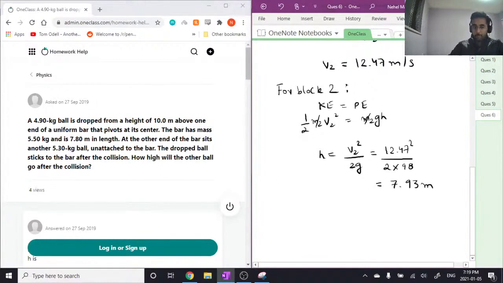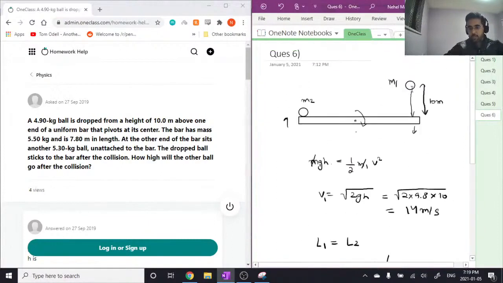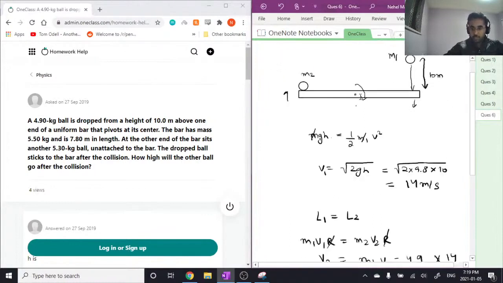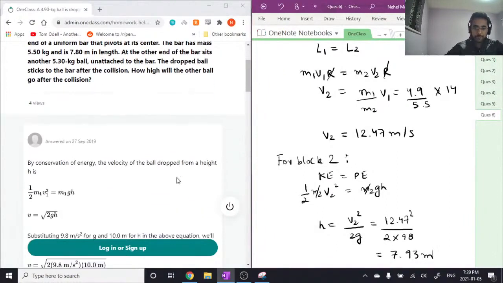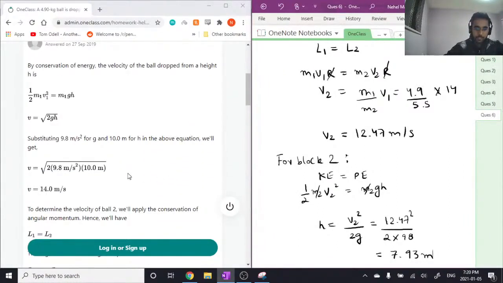Now it's very important to note that this actually makes sense. The reason I say that is if you have a lighter block which is dropped on here and a heavier block is on the other side, and this is dropped from 10 meters in height, the heavier block would not go up as much as 10 meters. It would go up a smaller distance. Okay, so let's look at the solution.